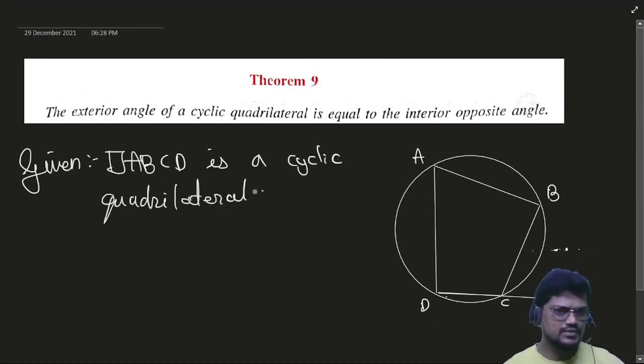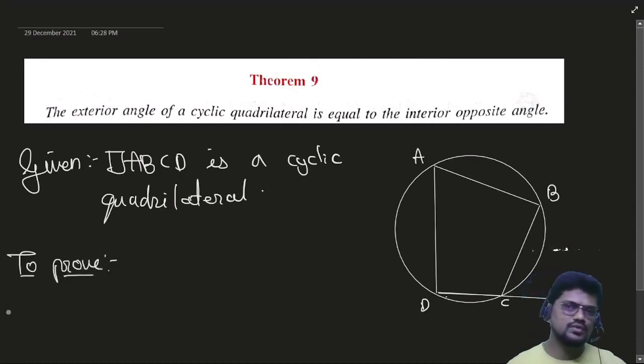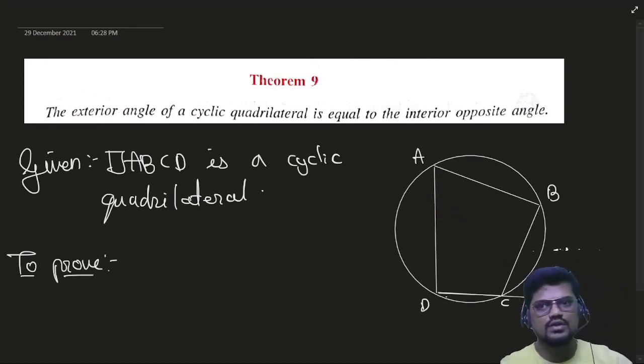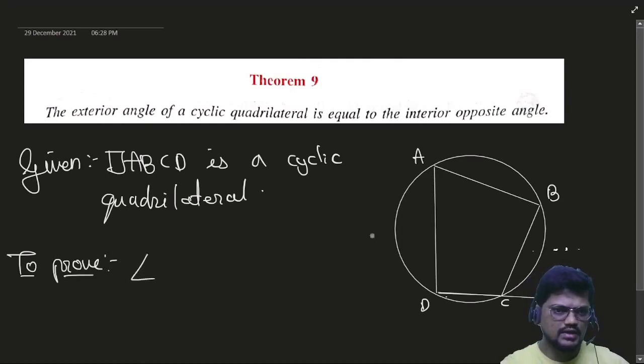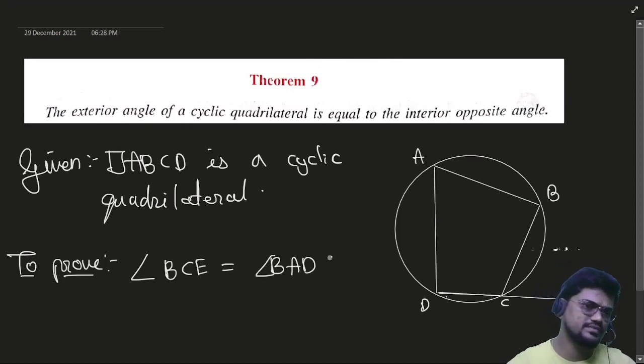After this, what do you need to prove? The exterior angle of a cyclic quadrilateral, that means this exterior angle, is equal to the interior opposite angle, that is this angle. What we need to prove is angle BCE is equal to angle BAD. That's what you need to prove.